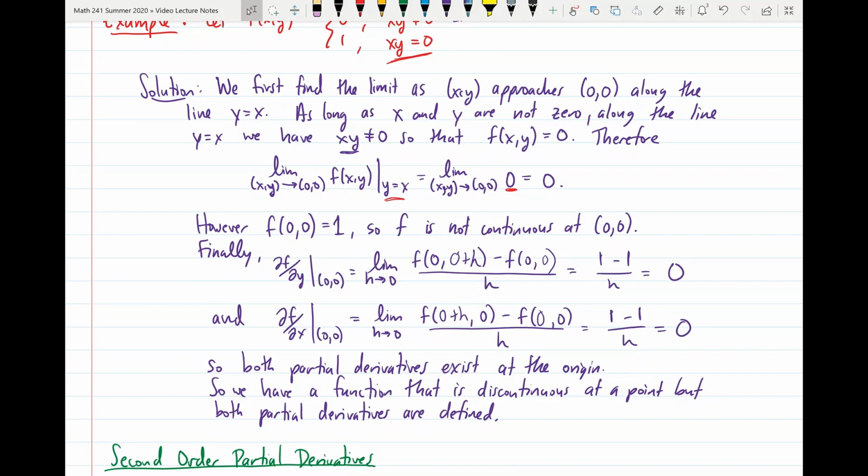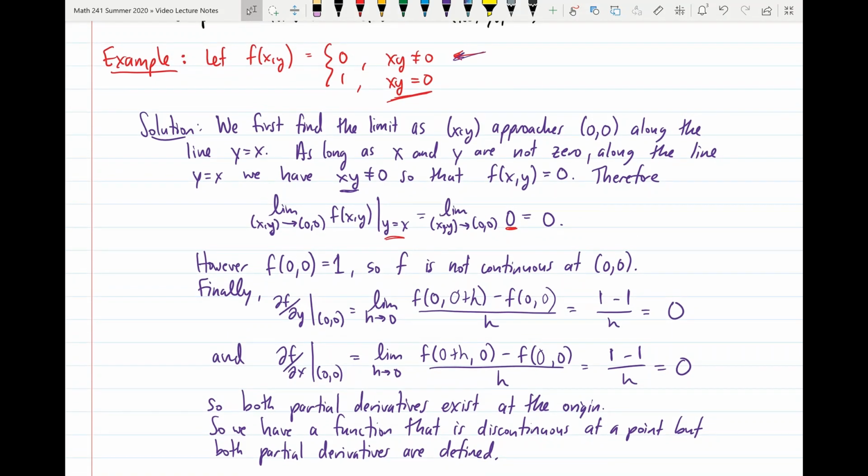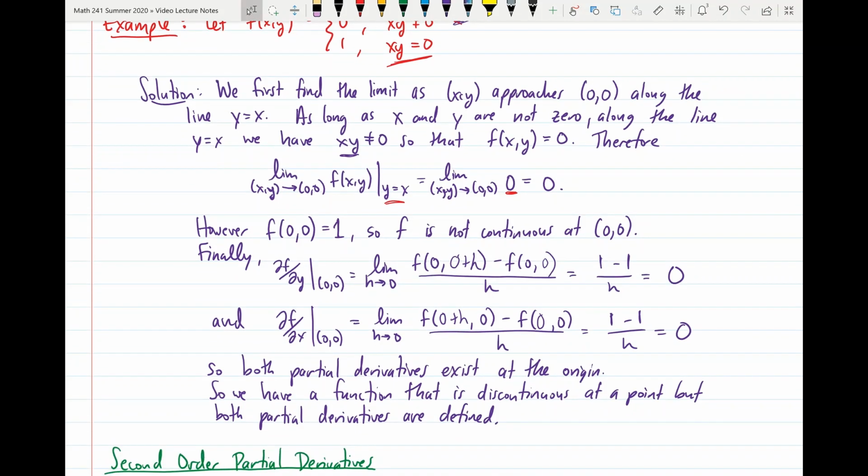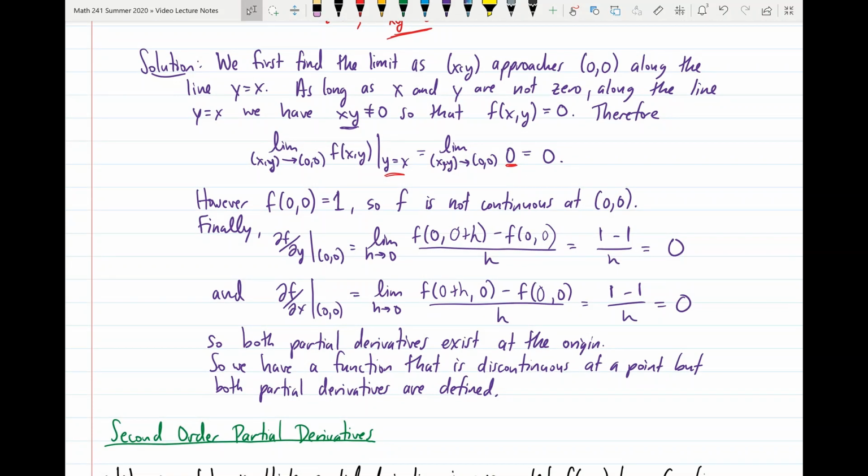So the limit of the function as (x, y) approaches (0, 0) along the line y equals x is going to equal 0. However, the function evaluated at the origin, (0, 0), is going to equal 1, because 0 times 0 is equal to 0, and by definition of the function, that means the function is equal to 1 at (0, 0). Because the value of the function at the origin and the limit at the origin along the line y equals x are not equal, this means that f is not continuous at the origin.